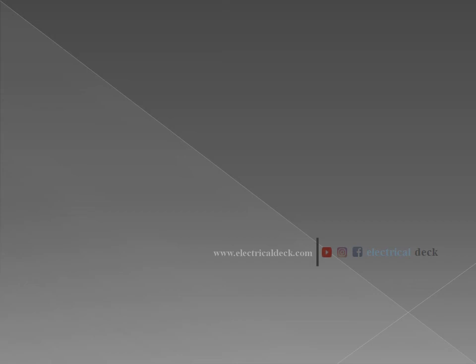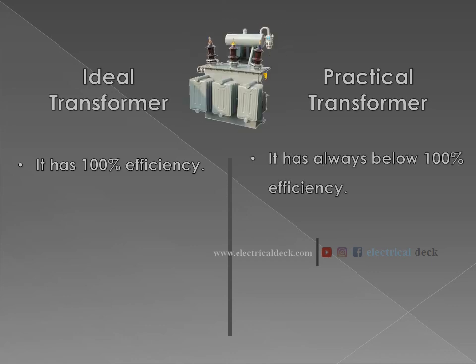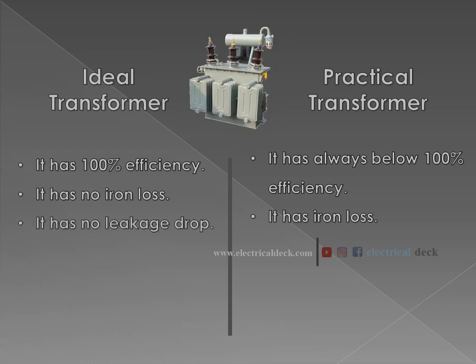Let us see the difference between ideal and practical transformers. The efficiency of an ideal transformer is almost 100%, but the efficiency of a practical transformer is always less than 100%. There is no iron loss in an ideal transformer. In a practical transformer, core losses depend mainly upon the amount of supply voltage and frequency given to the transformer. There is no leakage of flux in the transformer core in an ideal transformer. In a practical transformer, some amount of flux is wasted as leakage.